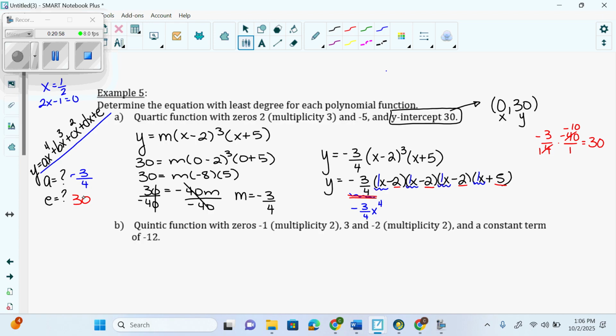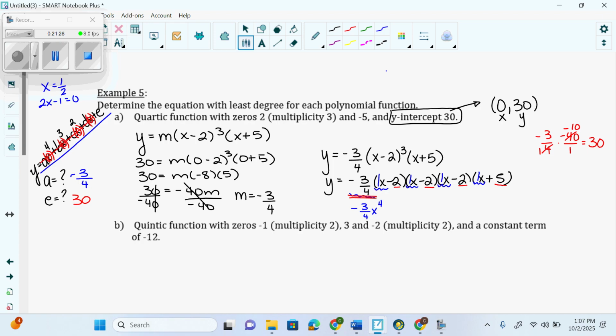Wouldn't the constant also be the y-intercept? The constant is always the y-intercept. Why is that? When you hear y-intercept, what should you think? X equals 0. So if this was the constant, if I put 0 in here, and 0 in here, and 0 in here, and 0 in here, those all cancel, right? So our constant is our y-intercept.